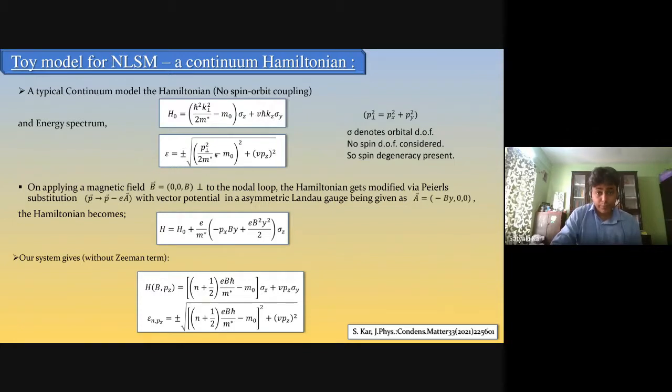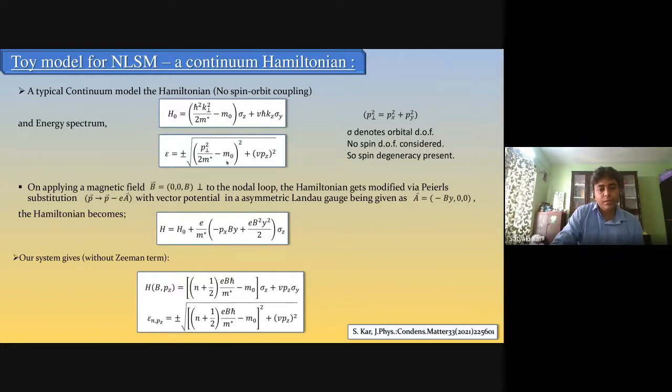And from there you can see the energy epsilon becomes zero where the conduction and valence band touch, and the locus of that would imply pz equals 0 and p perpendicular squared equals 2mm*, which is a circle in the pxpy plane. So that's the nodal circle. You can see this Hamiltonian is actually showing a nodal line, demonstrating a nodal line semimetal.